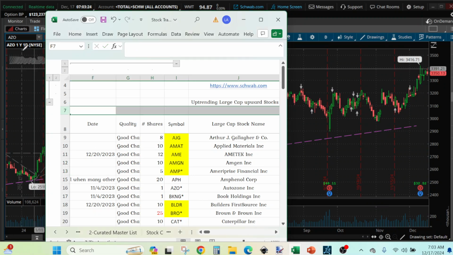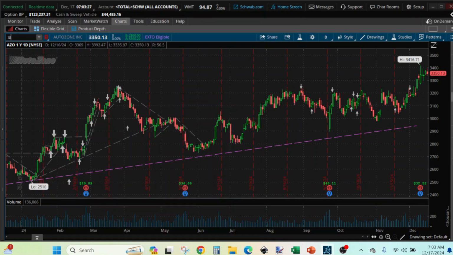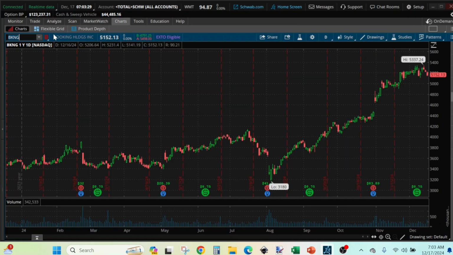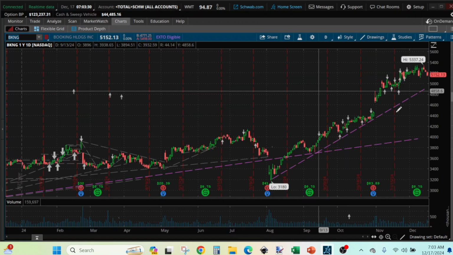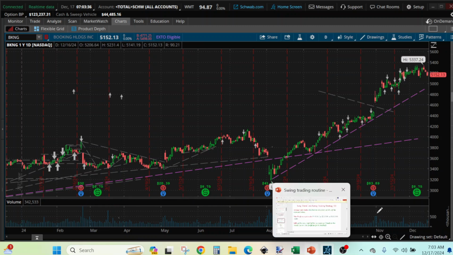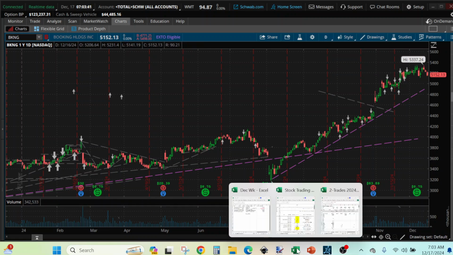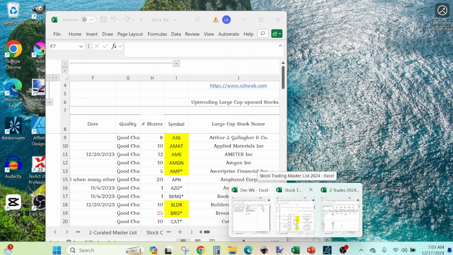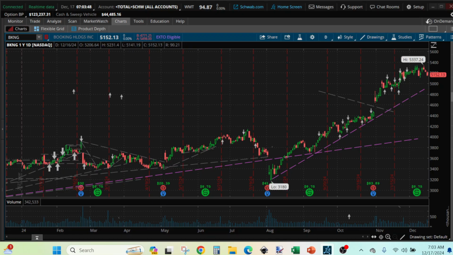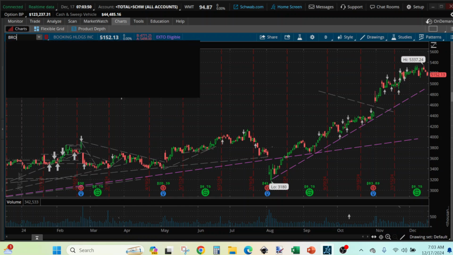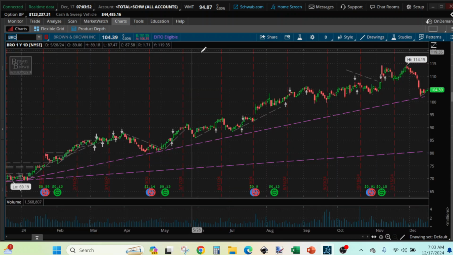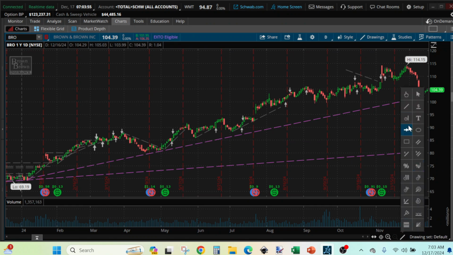So BKNG. So BKNG, we like to buy it at that line, and it is a little bit higher up. Oh, this mouse is tracing. It's very sensitive to touch today. So the next one is BRO. In fact, let's go back to BRO. So we will need to put an arrow there where we bought it again.